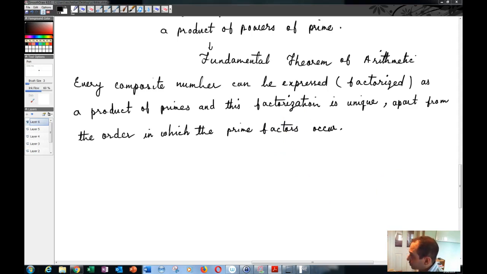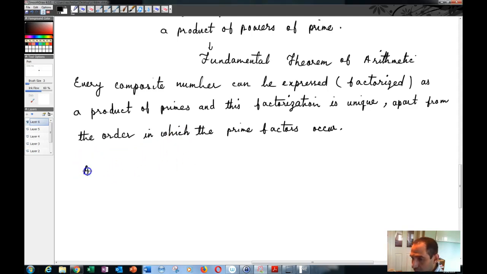Now, this fundamental theorem of arithmetic says that every composite number can be factorized as a product of primes, and it seems that it says more, and it actually does. It says that given any composite number, it can be factorized as a product of prime numbers in a unique way. Any composite number that you might have can be factorized as a product of primes in a unique way.